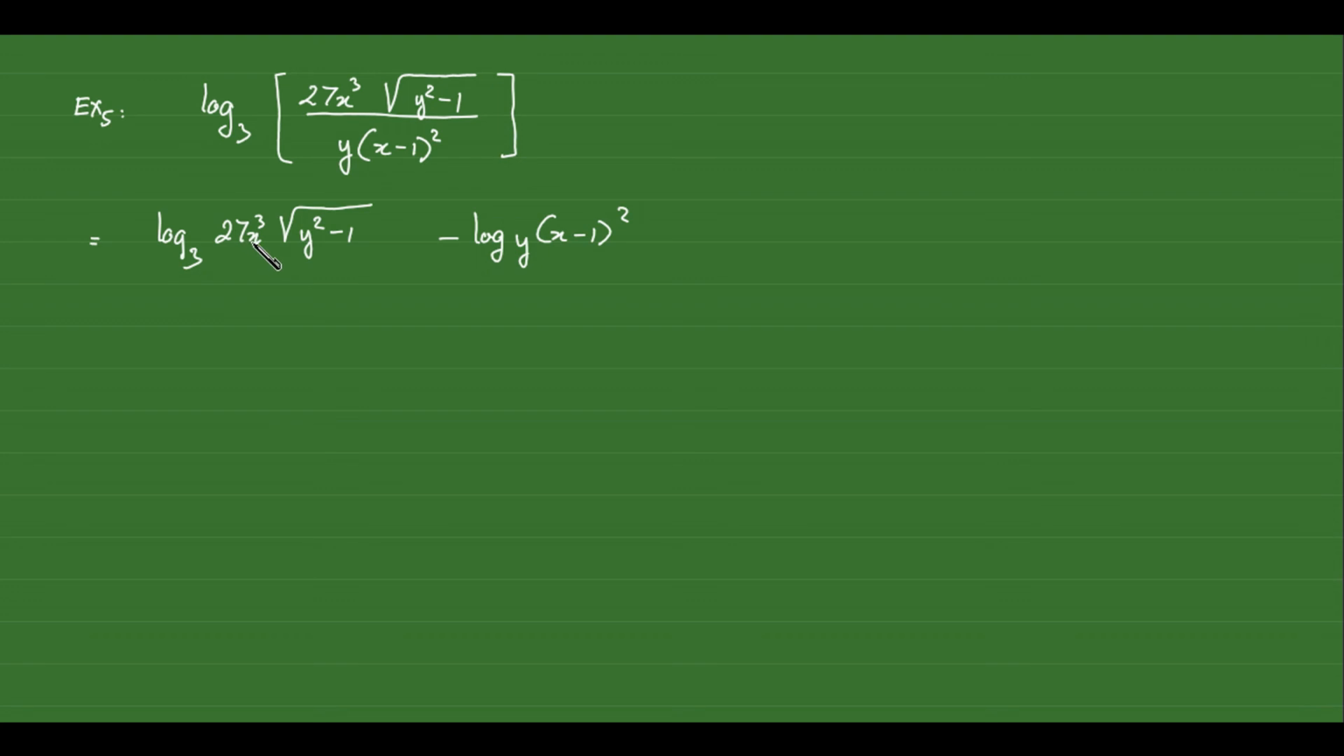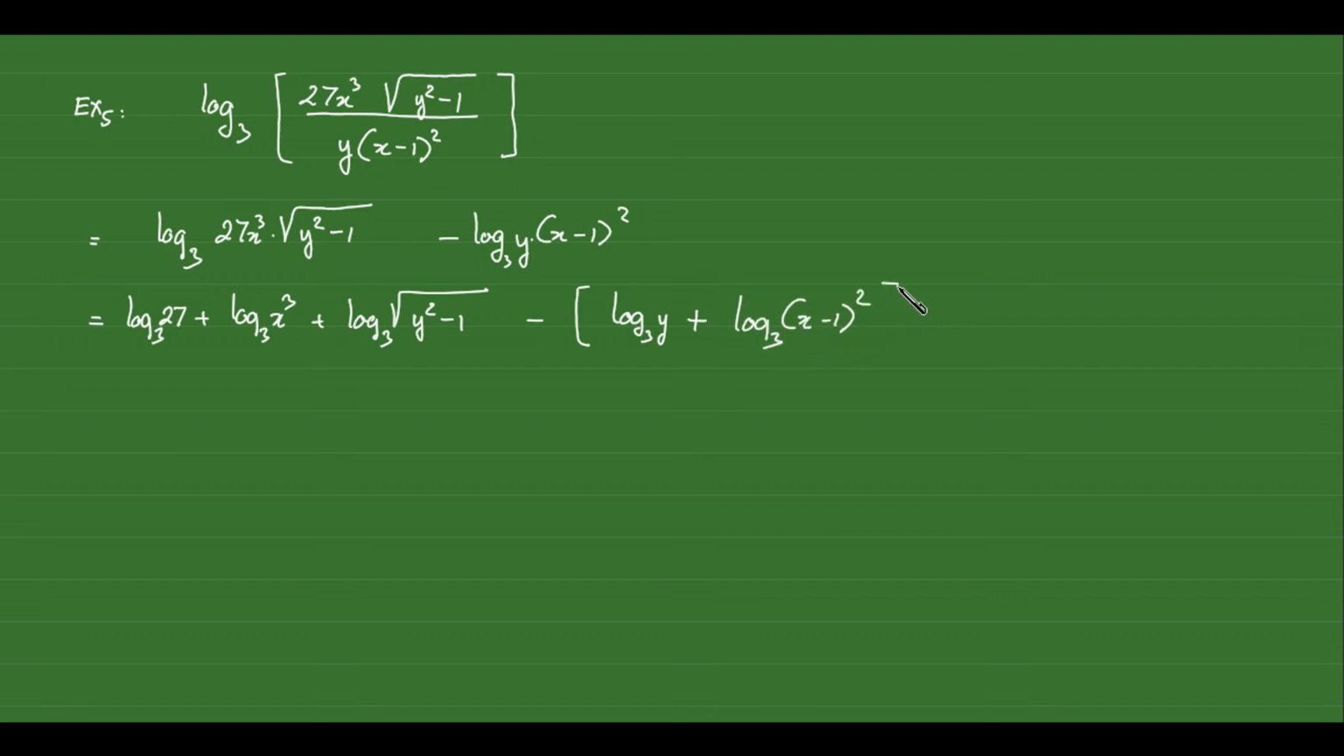Right now we have 27 times x to the third times this radical. So I can break it down into log base 3 of 27 plus, using property number 5, log base 3 of x to the third plus log base 3 of this square root. Over here it's the same thing, but because in front of the log we have a minus, you've got to use parentheses. So we give you log base 3 of y, because this is multiplication, plus log base 3 of (x minus 1) squared.